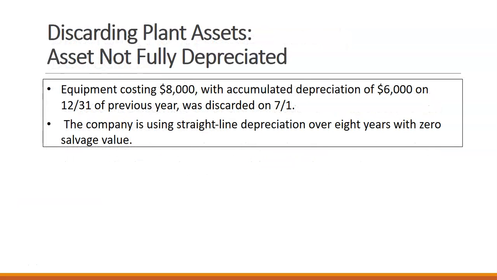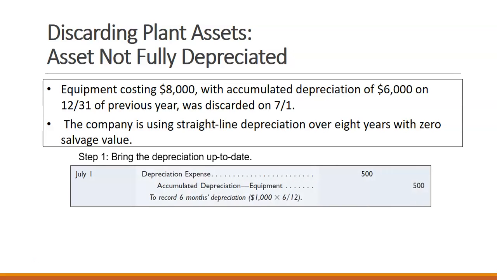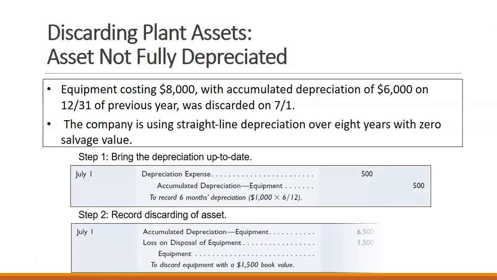However, it's more common that we dispose of those before they're fully depreciated. So in this example, we have equipment costing $8,000 with accumulated depreciation of $6,000 was discarded on July 1st. We were using straight line depreciation over 8 years with a zero salvage value. The first thing that we have to do is bring our depreciation expense up to date. So the last time we would have recorded depreciation expense would have been our end of year adjusting entry on December 31st. So we need to record 6 months of depreciation on that piece of equipment.